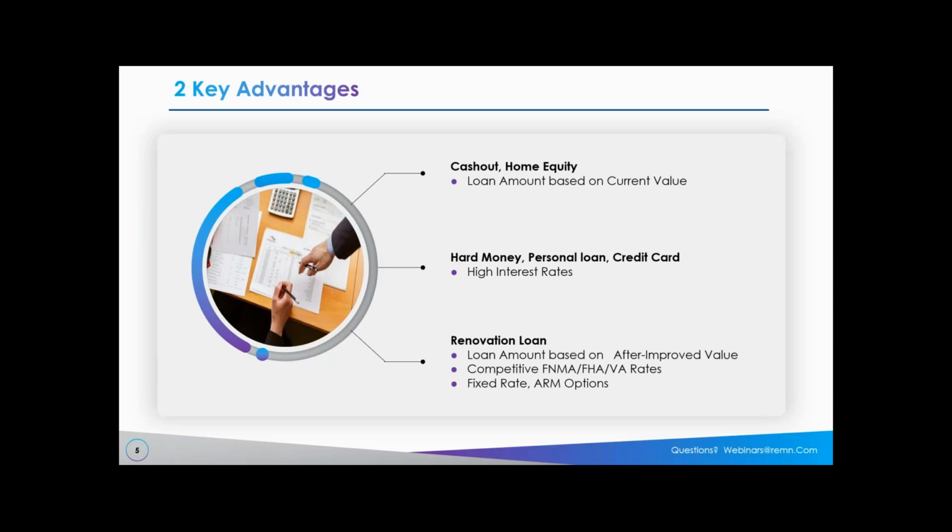HomeStyle, you're getting in somewhere in the 4s, maybe high 3s potentially, and you're able to finance that new remodel of the home. Maybe it's 100, 200 grand that you're doing over 30 years at a 4% interest rate. You cannot beat that, okay? And again, you can borrow a lot more because we're going off of after-improved value. You also have ARM options too, so just keep that in mind.